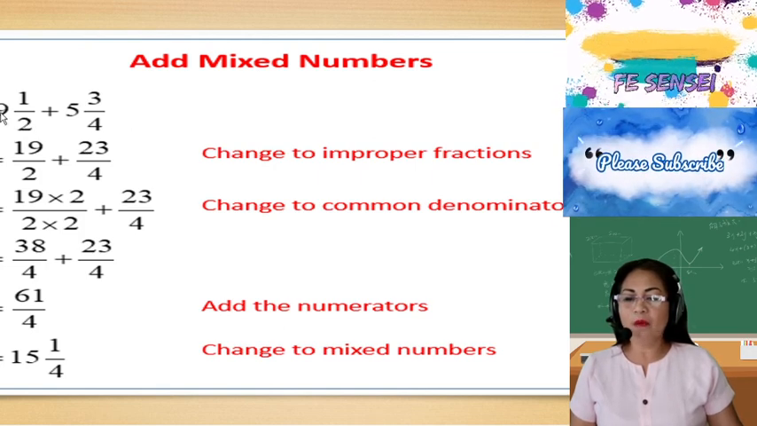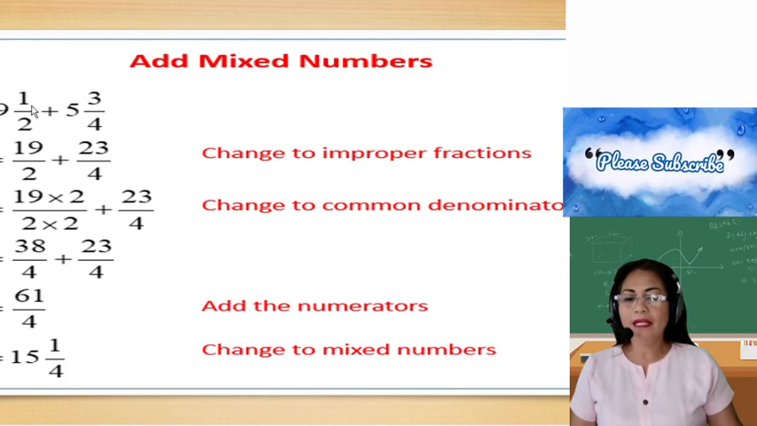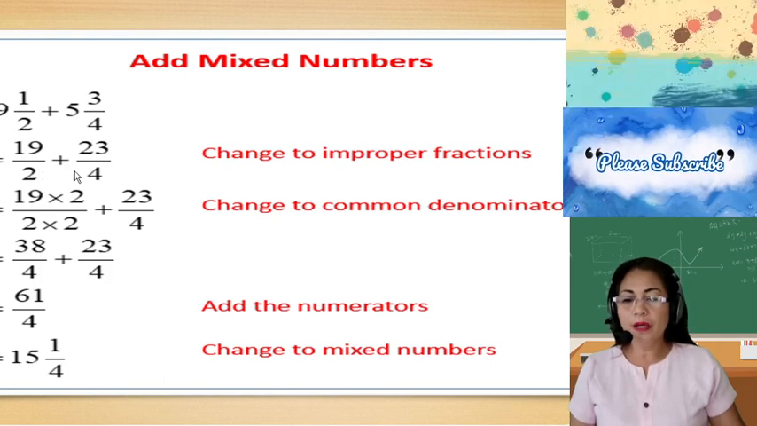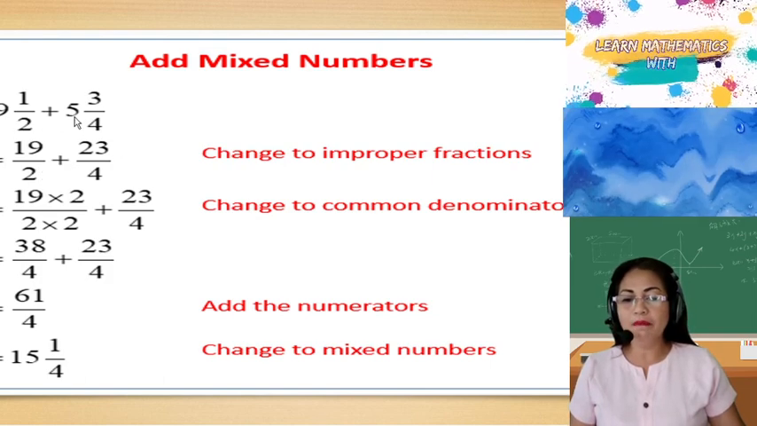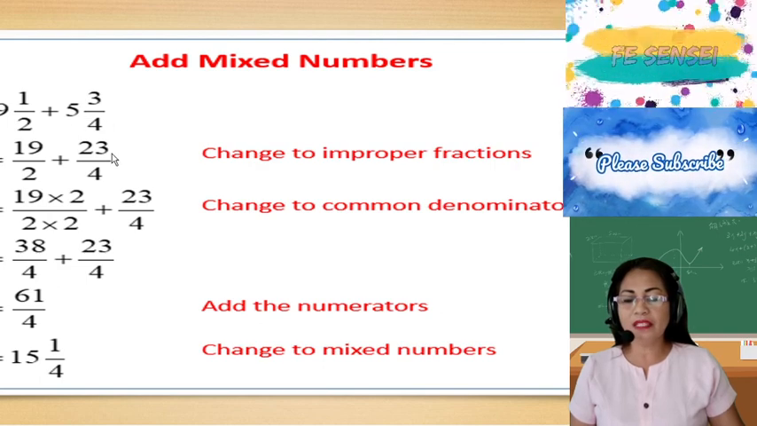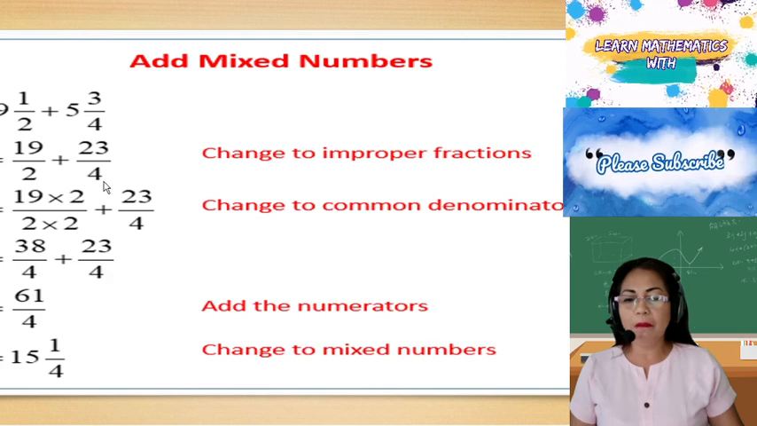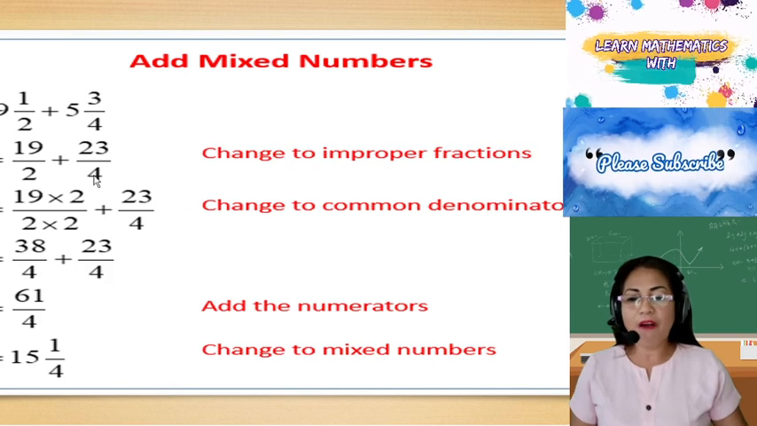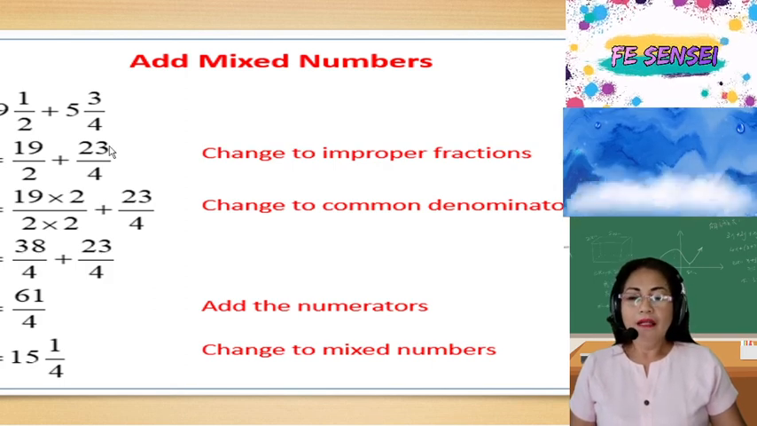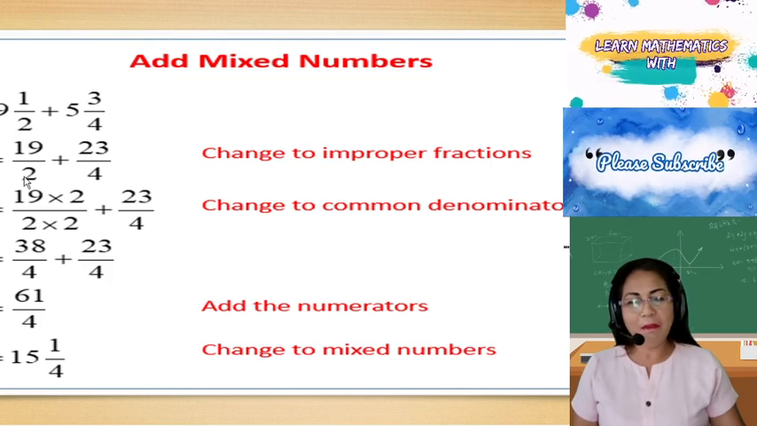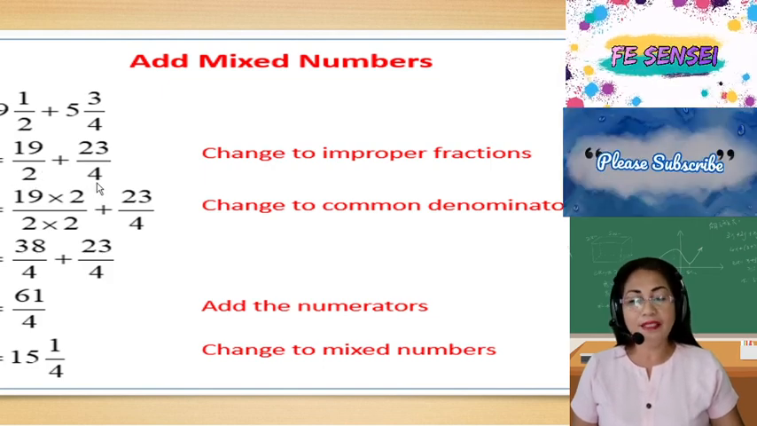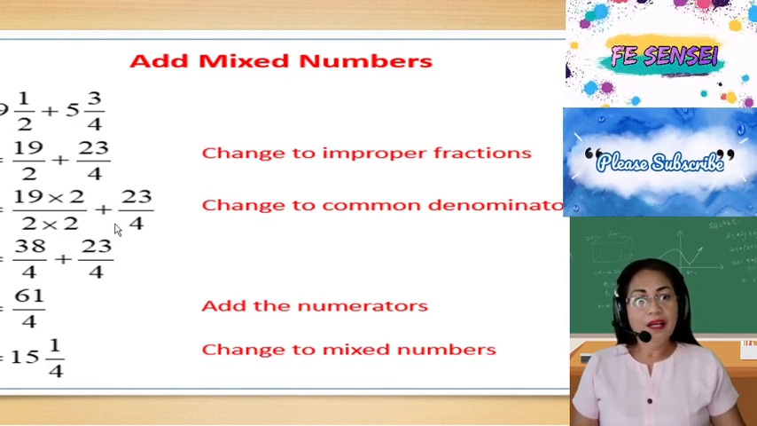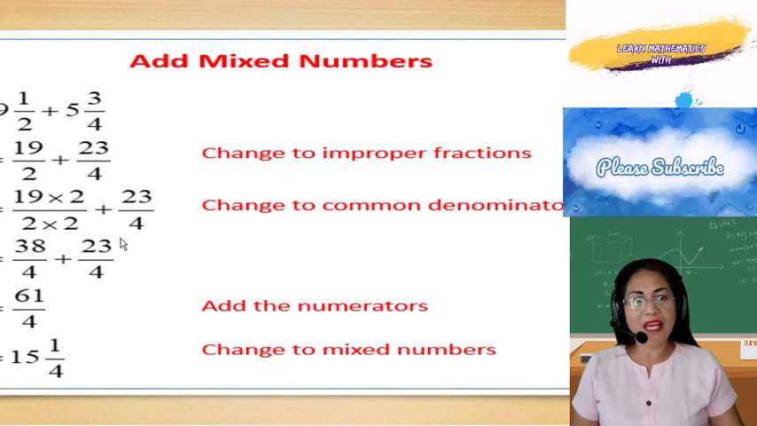2 times 9 equals 18 plus 1 equals 19 over 2 plus 4 times 5 equals 20 plus 3 equals 23 and the denominator is 4. Since these fractions are dissimilar. Why dissimilar? Because the denominators are not the same. So we're going to change it to similar fractions before we can add.